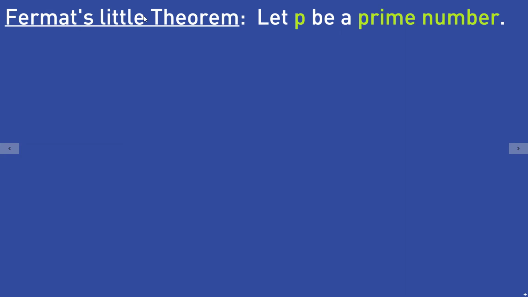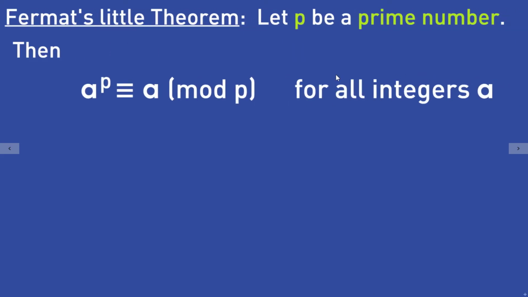It states, let p be some prime number. Then a to the power of p is congruent a modulo p for all integers a. That's what Fermat's little theorem is stating.